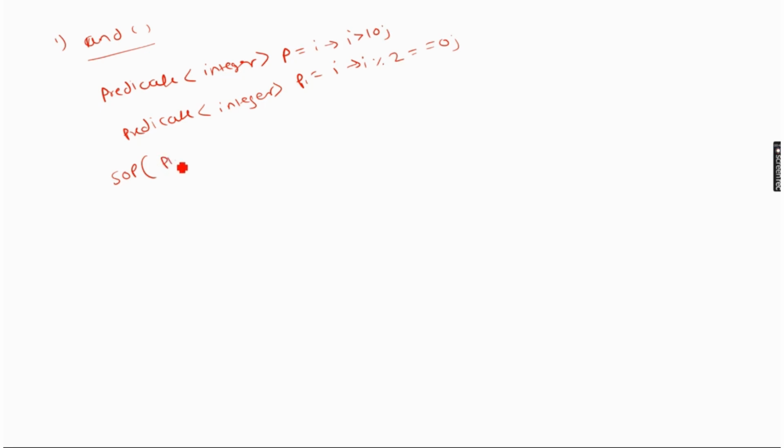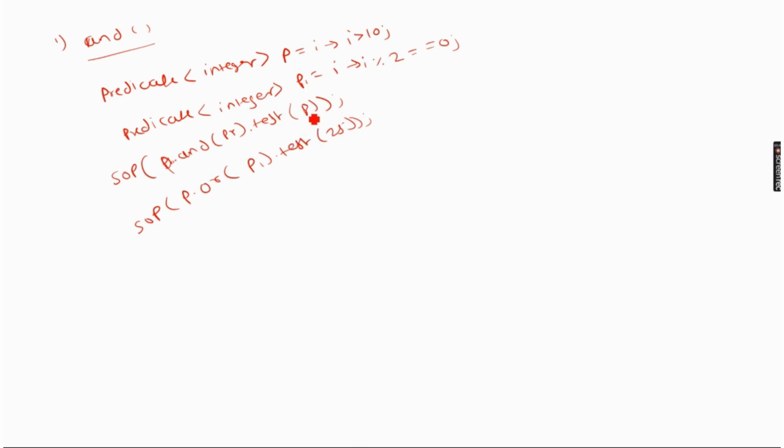So if P and P1, just consider P and P1. Okay, P and P1 dot test of 8, suppose. Again, SOP of P dot or P1 dot test 25.